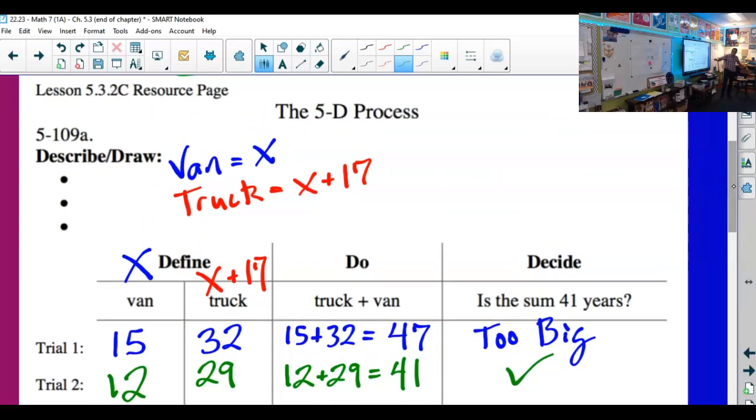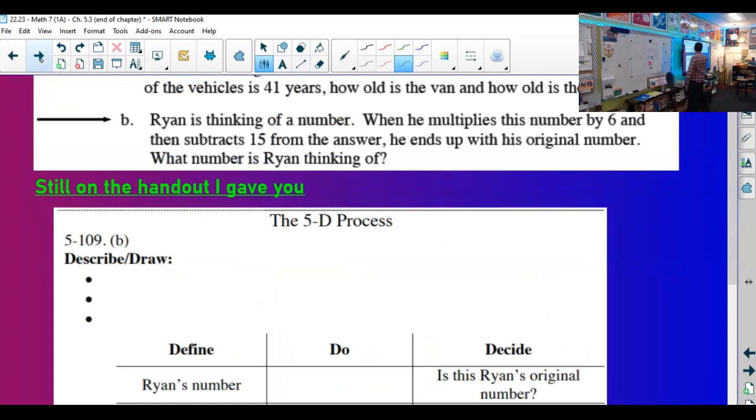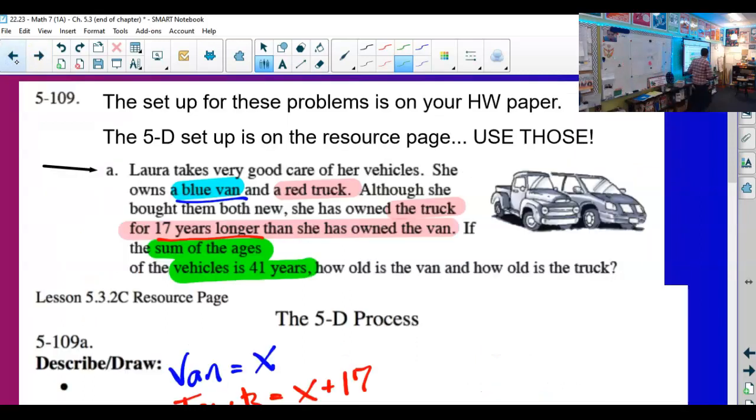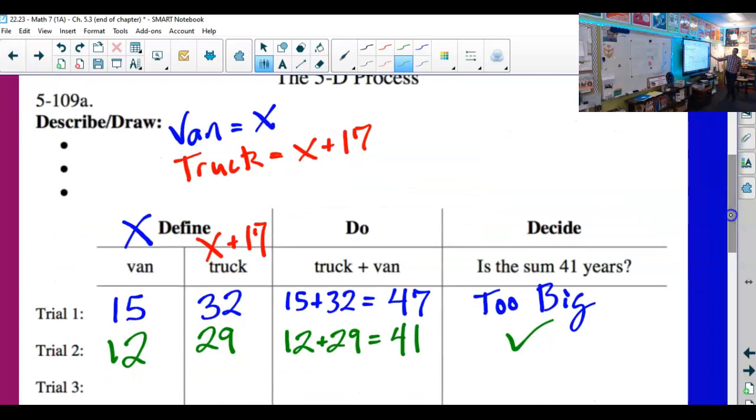Guys, you gotta trust me that this is a valuable process to learn. It's gonna lead us to algebra, but try that again with Ryan. When you're ready to move on, when you got it all copied down, try that with Ryan. You got everything on your paper.